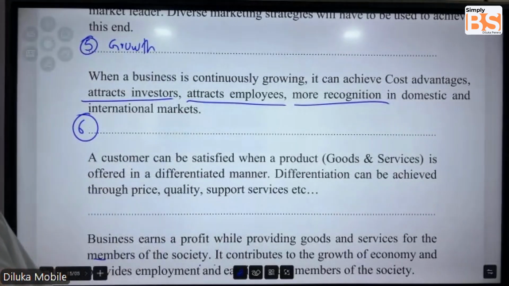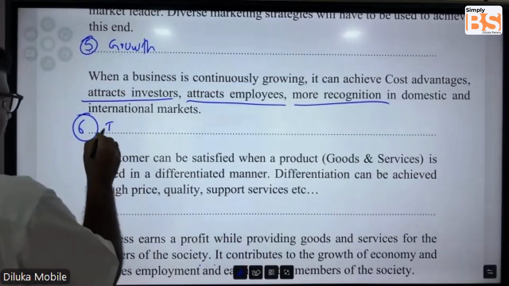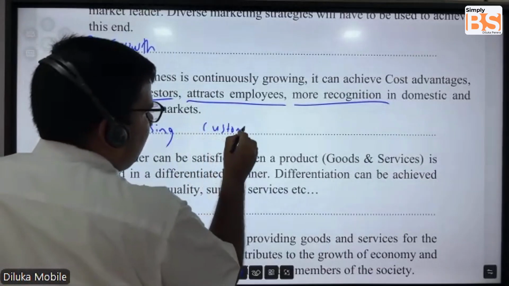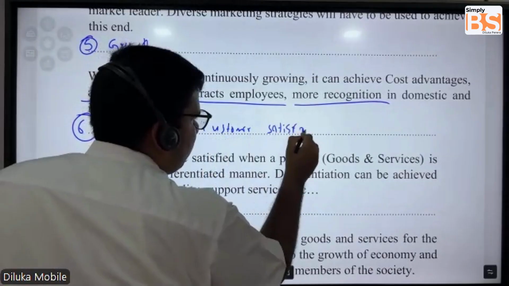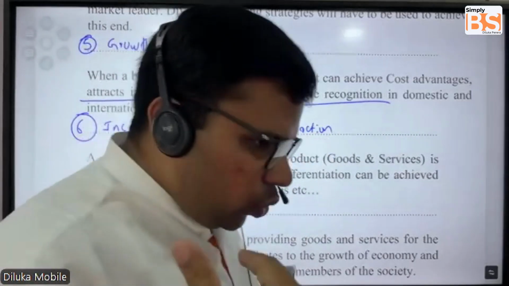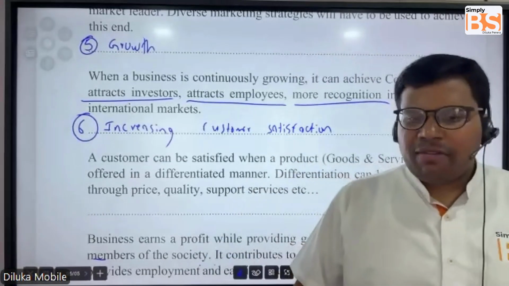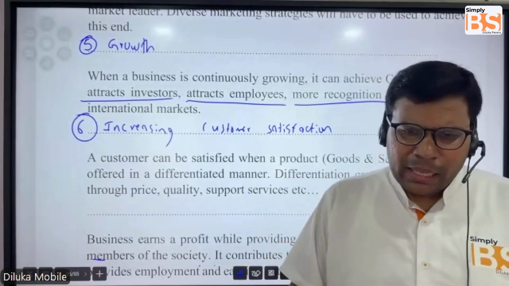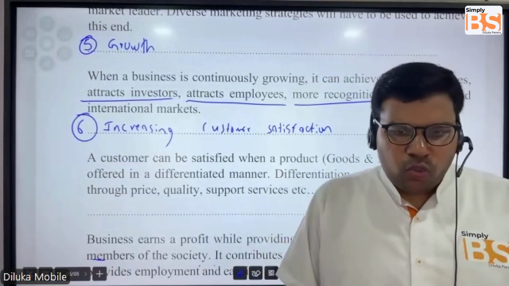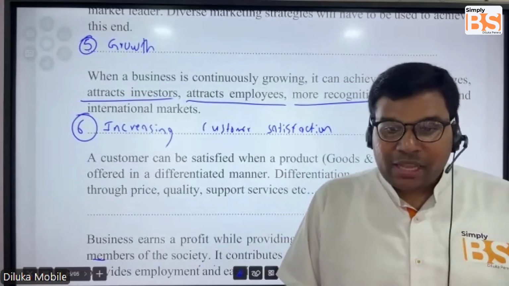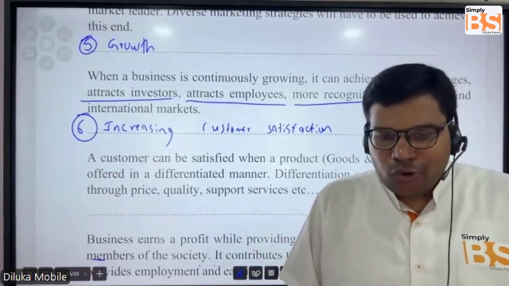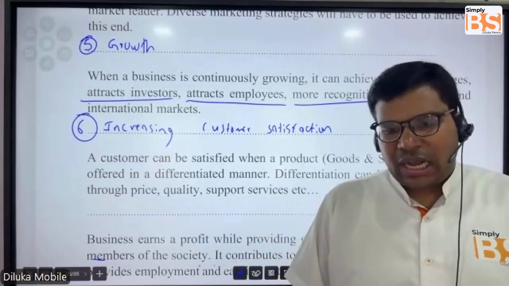Number 6, increasing customer satisfaction. Very important. I was harping on this part even in our previous discussion. Customer satisfaction is very important. You do everything. You increase the product quality, you do marketing, you do advertising, but if you don't listen to your customers, they will not be satisfied. If you don't listen to your customers, you will produce whatever product you want, but it won't match the requirements of the customers. So when you're doing business, if you're providing a physical good or a service, it should match the requirements of the customer.